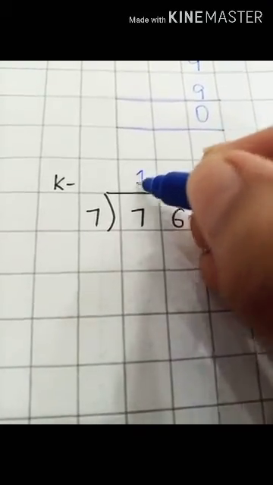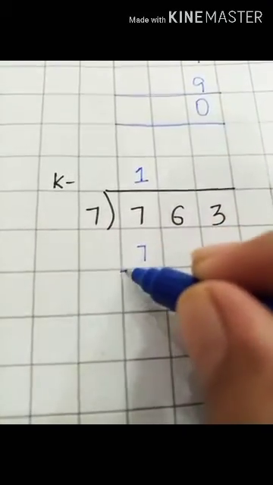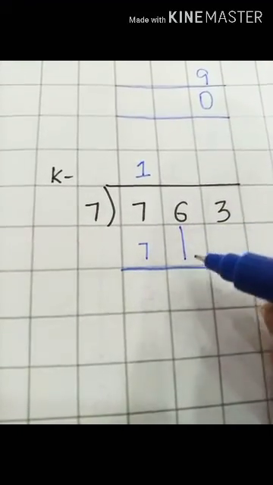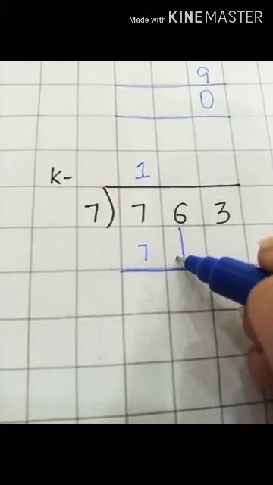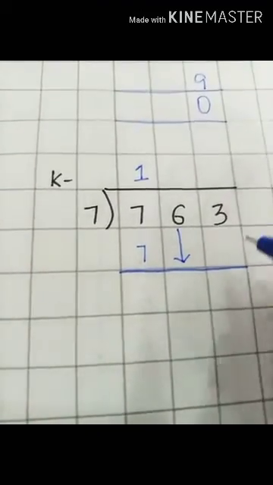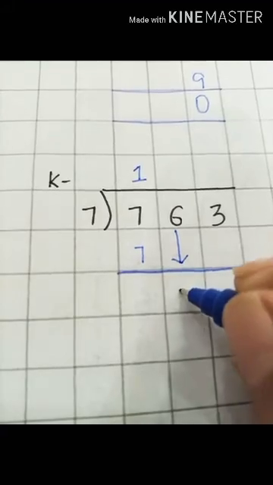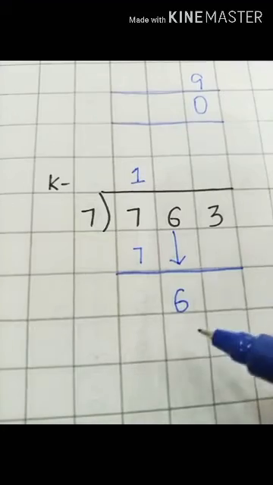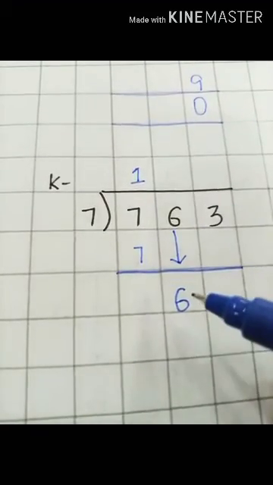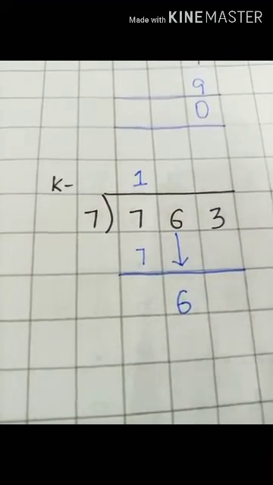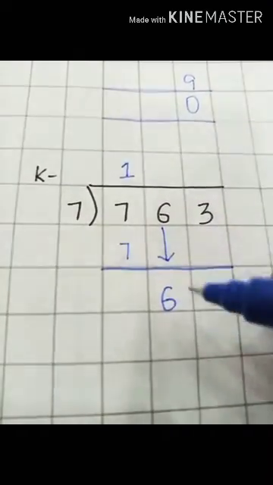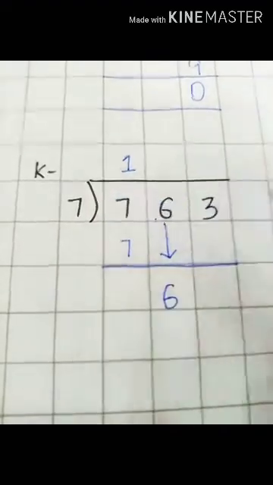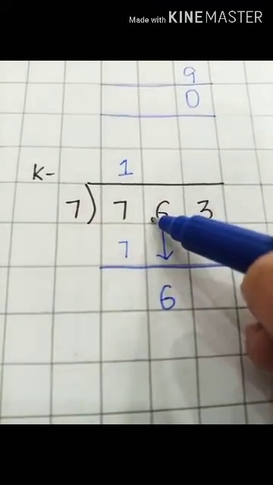So students, 7 1s are 7 here. In the next step, 7 minus 7 is 0. So bring this 6 down here. Now look at this students, this 6 is again smaller than my divisor. How can I divide it further? I will have to take the other digit down, or we can solve it just like this. So students, this 6 is smaller than my divisor. I have to take this 3 down with this.